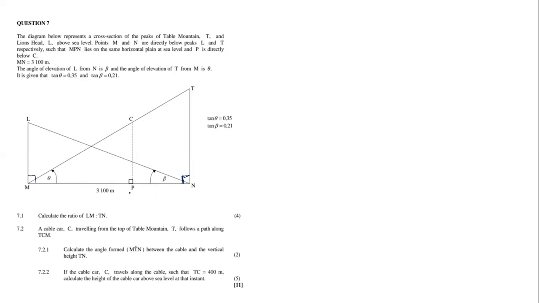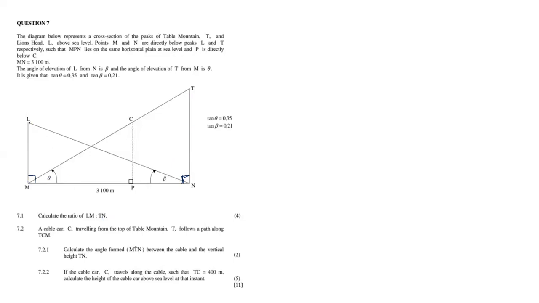Now 7.1 says to us, calculate the ratio of LM to TN. When we have a look at LM, it is this side over here, and TN is this side over here. If they want us to calculate the ratio, we're going to have to determine the size of these figures that we see over here. We can see that LM is on triangle LMN, and TN is on triangle TMN. So let us firstly determine the magnitude of LM using the very same triangle that we have just spoken about.